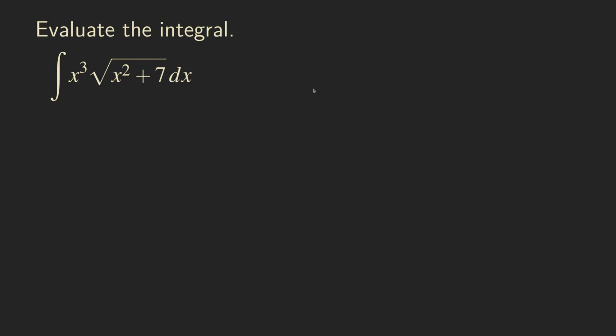So we are going to start the problem by letting u be the inside of the square root. So we get u equals x squared plus 7. And then what about the du? The du is going to be the derivative of x squared plus 7, so we get 2 times x and then times the dx.